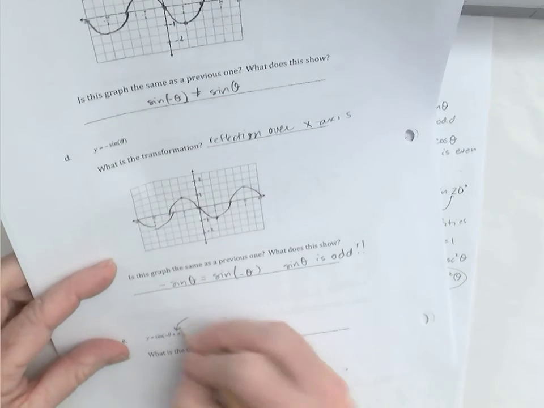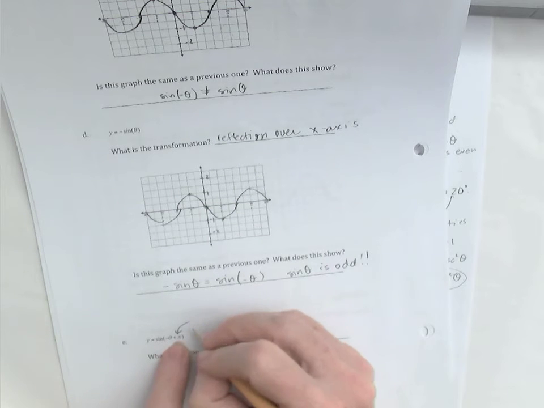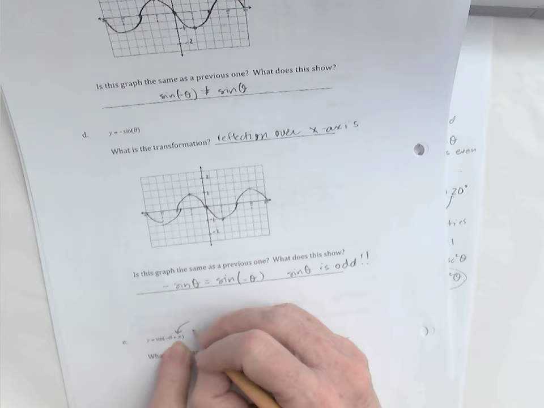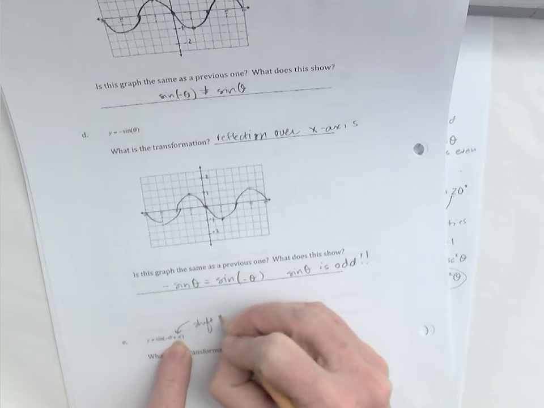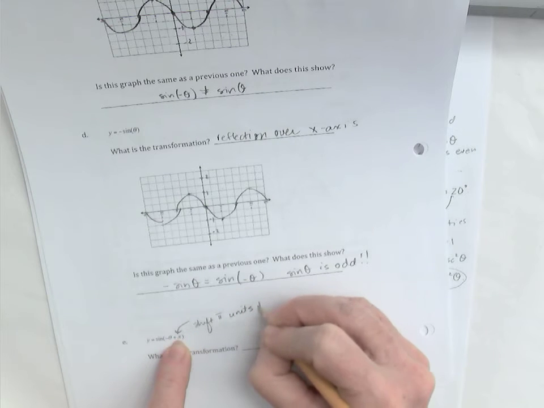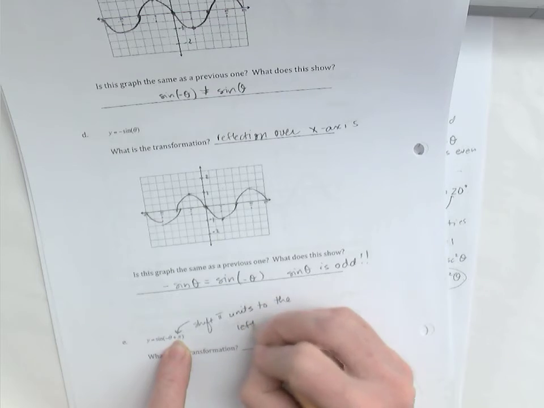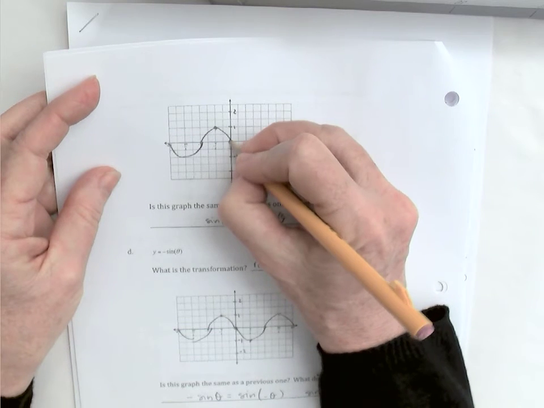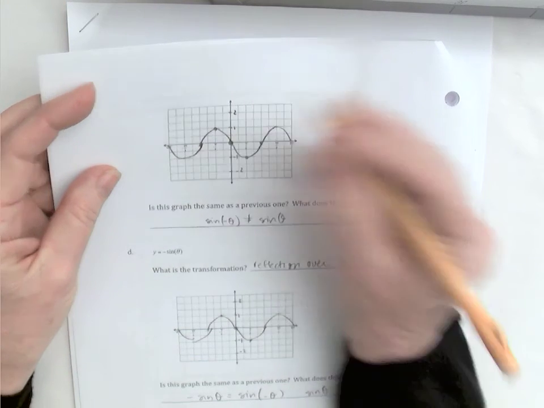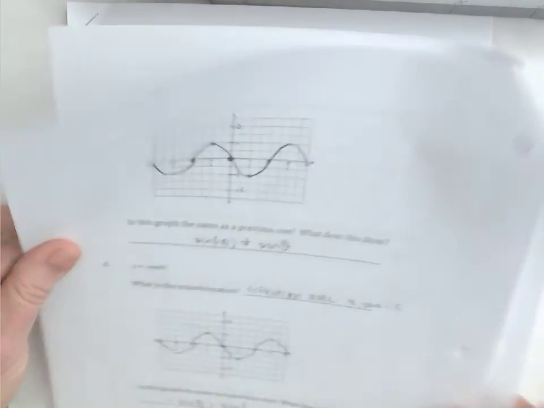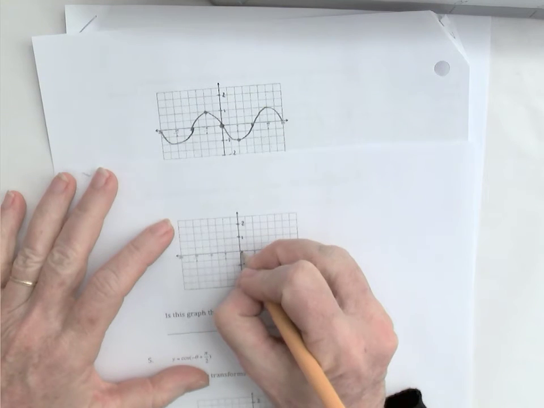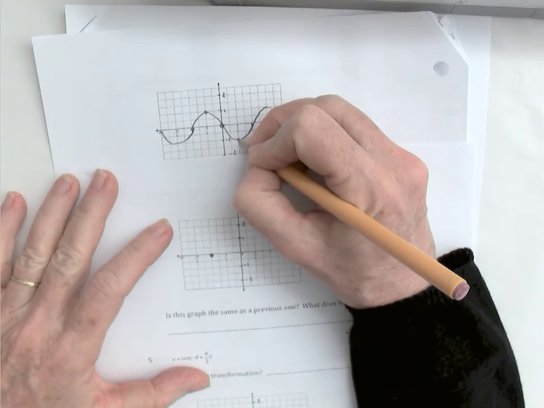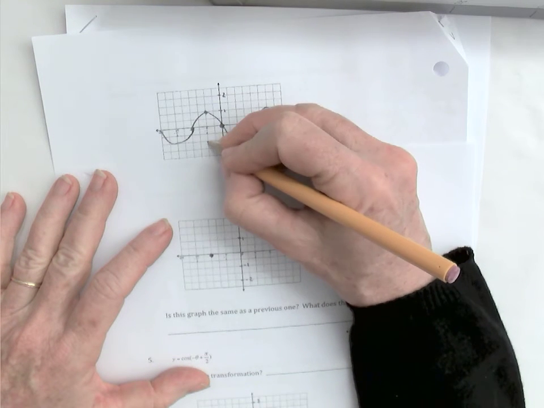Now, this is going to be a translation. So when I add pi, I'm going to take the graph of sine of negative theta, which is this one, and I'm going to shift pi units to the left. So this point over here at 0, 0, I'm going to shift to negative pi, 0. This point, pi over 2, negative 1, I'm going to shift right over here.